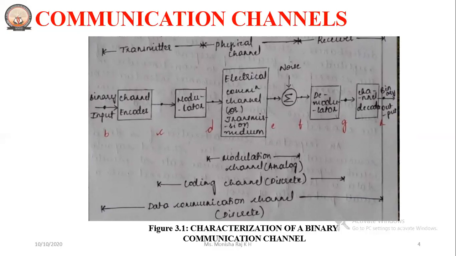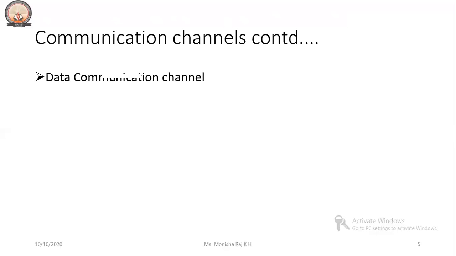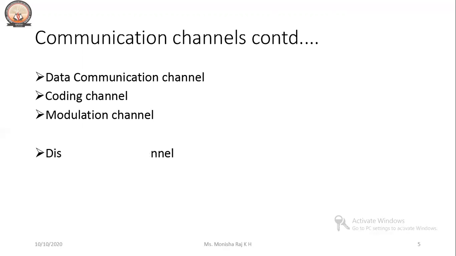After knowing about the characterization of the binary communication channel, that is, the data communication channel, coding channel, and modulation channel, next we'll be seeing about disturbances in the channel. In a channel, there are various kinds of disturbances. These may be due to amplitude and frequency response variations of the channel, and also due to non-linearities in the channel. All these disturbances introduce errors in the data transmission and limit the maximum rate at which data can be transferred over the channel.